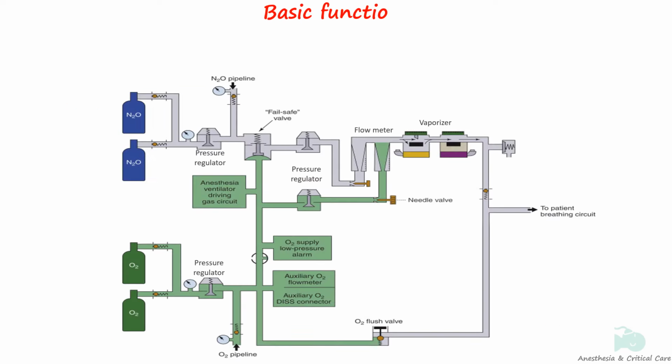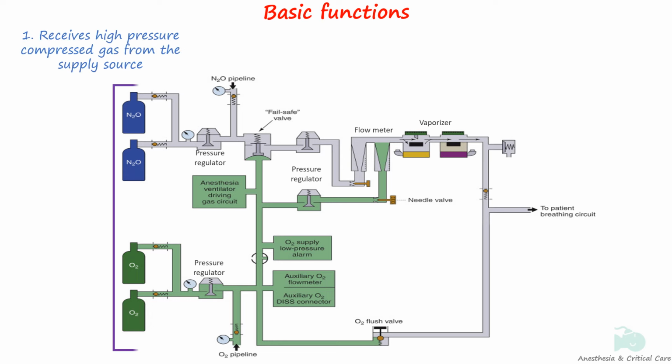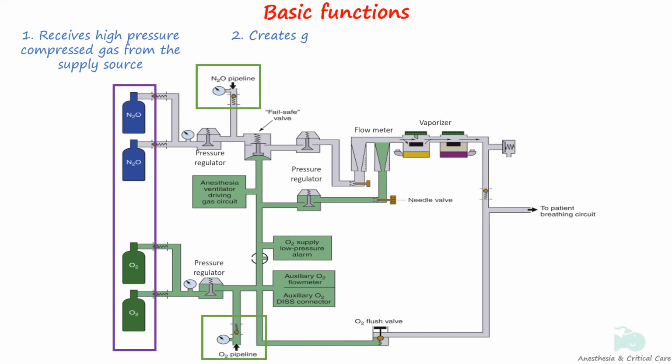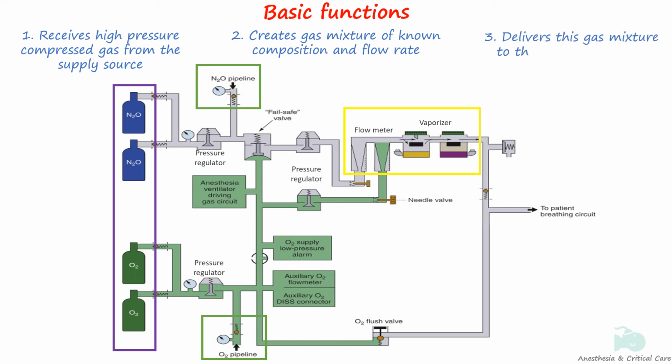An anesthesia machine essentially performs three primary functions. First, it receives high-pressure compressed gas from the supply source, either a cylinder or pipeline supply. Secondly, it creates a gas mixture of known composition and flow rate using a flow meter and vaporizer adjustment. Finally, it delivers this gas mixture to the patient at the right pressure through the breathing circuit.